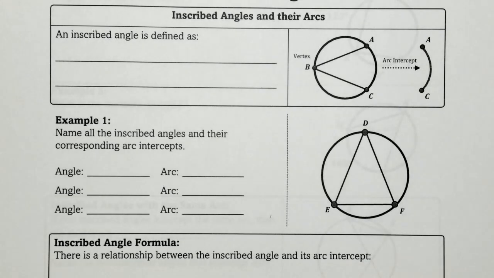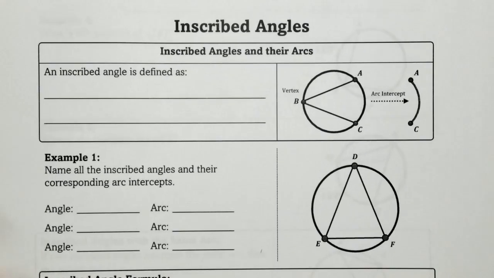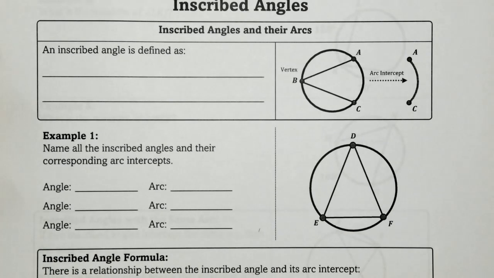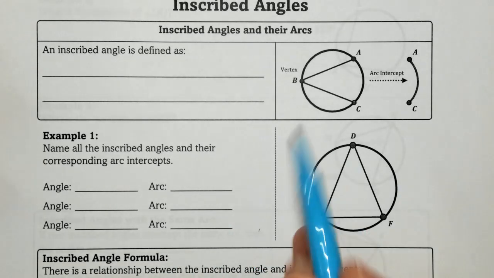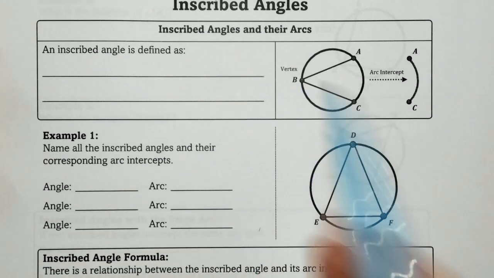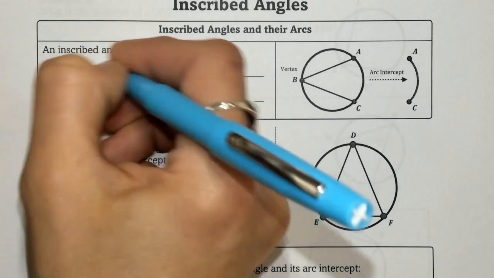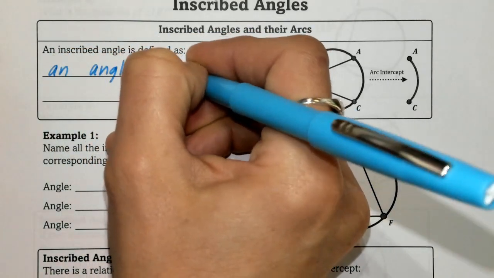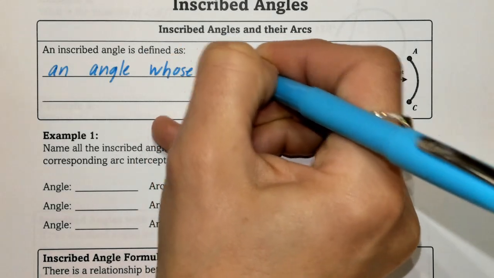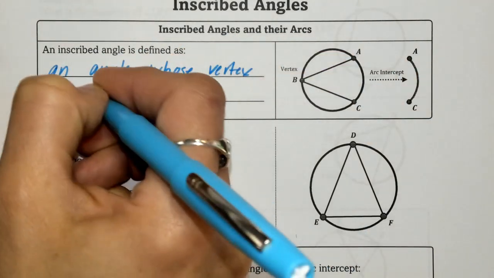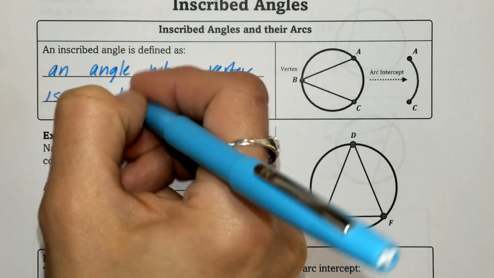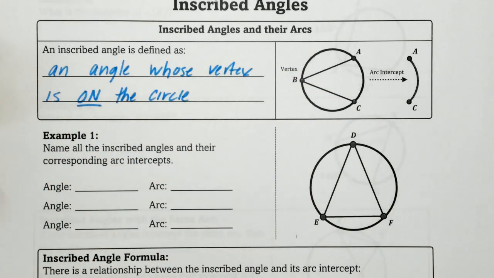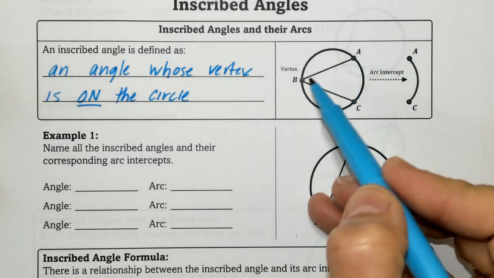Alright, this video is going to be our notes about inscribed angles and dealing with their arcs. We need to remember that an inscribed angle is defined as an angle whose vertex, right here, is on the circle. Okay, so we have this inscribed angle, angle ABC.